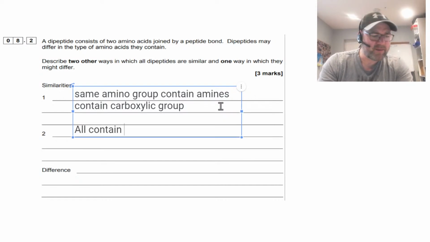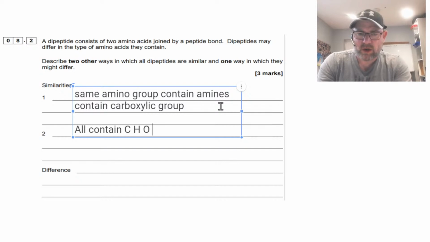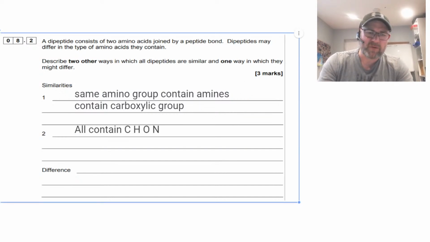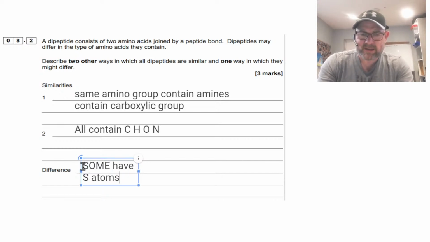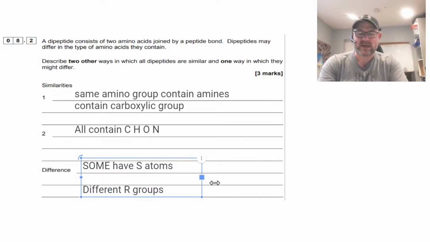All contain the elements. What did we say the elements were? Yes, sulfur. So carbon, hydrogen, oxygen, and nitrogen. But the difference is some have sulfur atoms. And then different R groups, which kind of covers sulfur atoms as well. We could just say different R groups. Perfect.